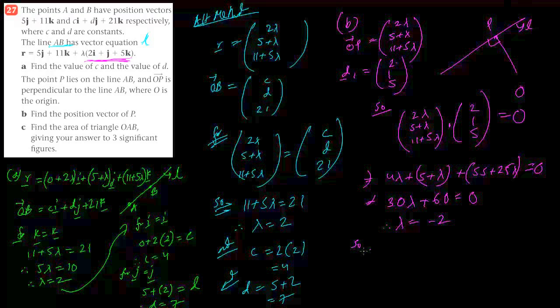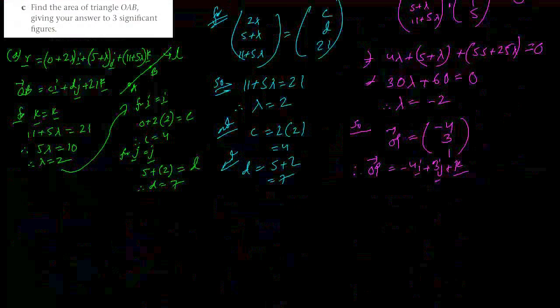So we have to find the position vector. So OP equals 2 lambda, lambda is minus 2, that means minus 4. 5 plus lambda, 5 minus 2 is 3. 11 plus 5 into minus 2 is 11 minus 10 is 1. So we can either write it in this way or you can write it in the ijk format: minus 4i plus 3j plus k.